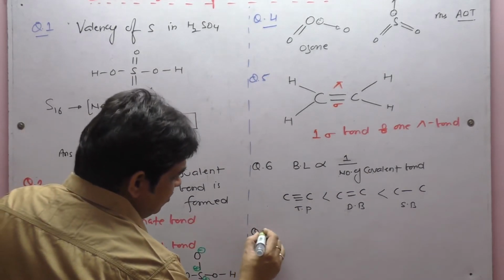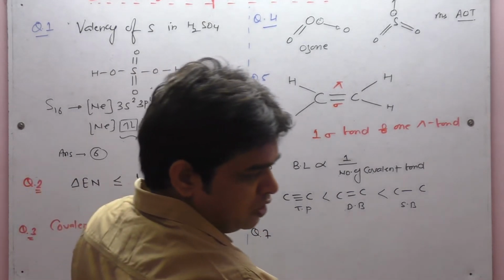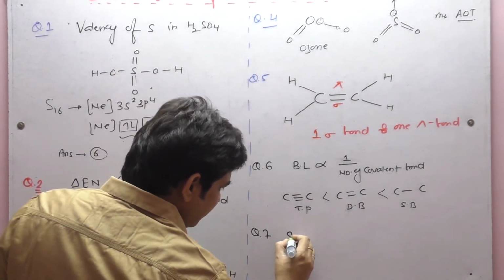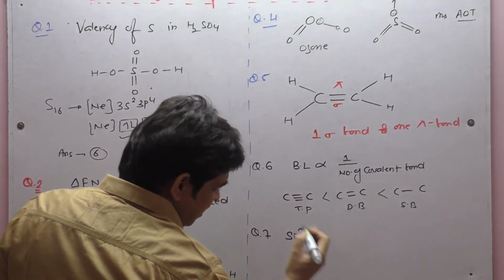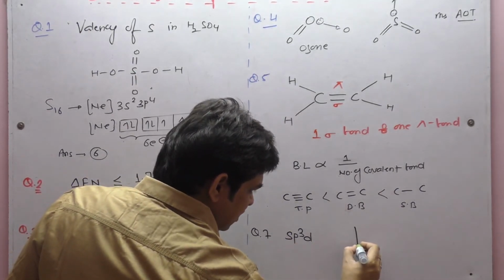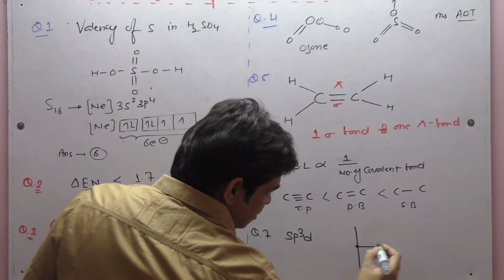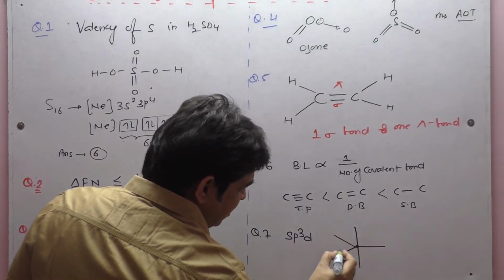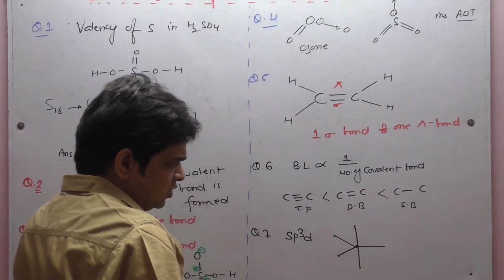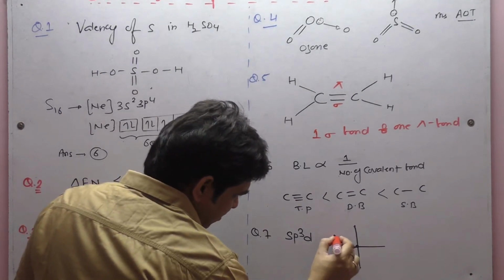Now we'll come to question number 7. Question number 7 is: if we have sp3d hybridization, the structure will be like that. Here you can see, in this case of sp3d hybridization, the structure will be trigonal bipyramidal.